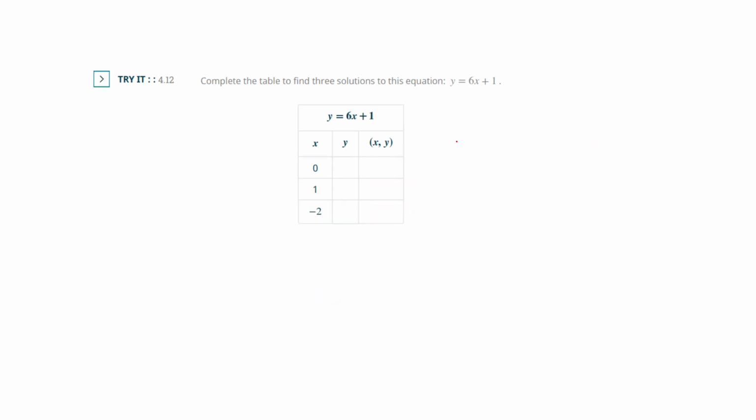Now pause if you want to try. I'm going to go ahead and get started. So that'll be 0, so I get 1. So those are partners.